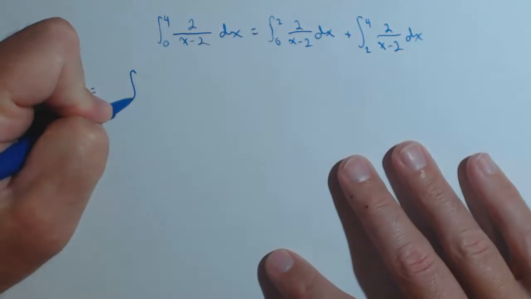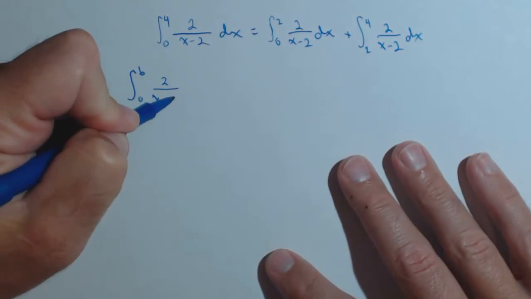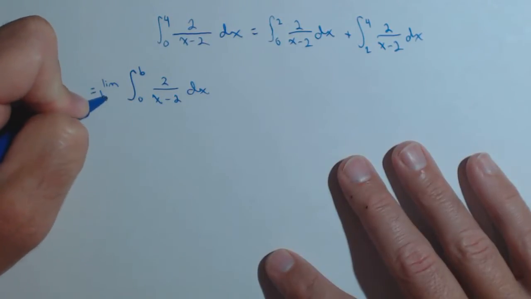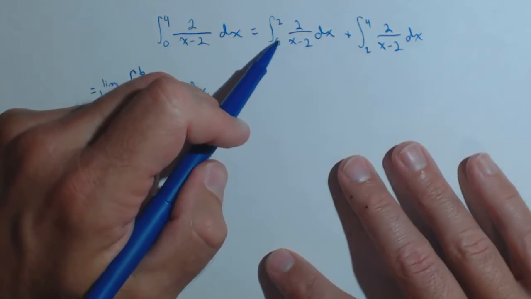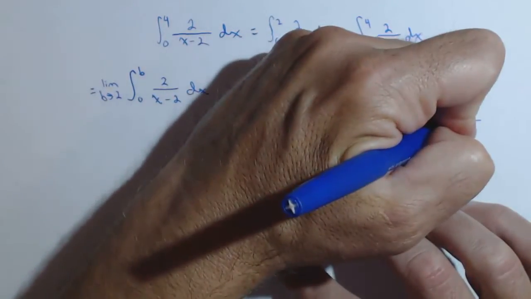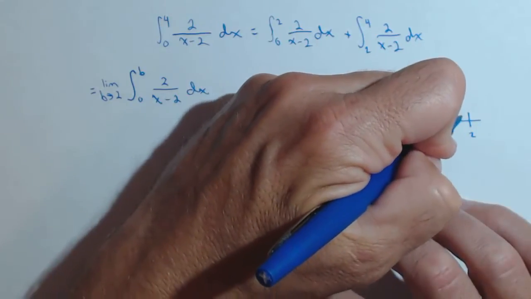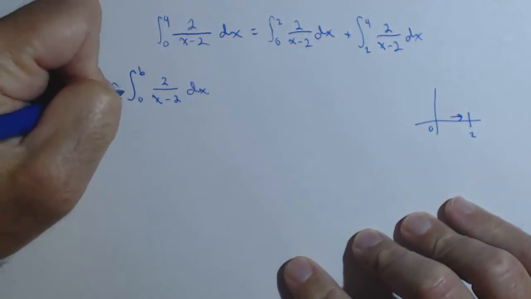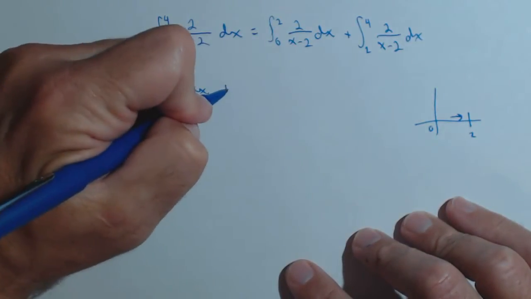So the first one, I'm going to go from 0 to b of 2 over x minus 2 dx. And I'm going to do the limit as b goes to 2, and now it's going to head to 2 from inside the interval. So if you can imagine, here's 2, here's 0, we're in this interval, we are approaching 2 from the left. So that's how you decide which direction you want to approach your limit from.